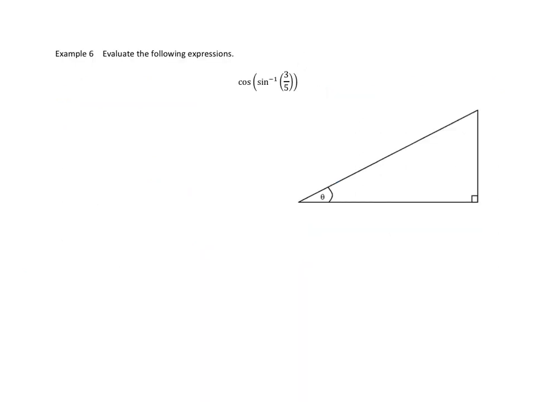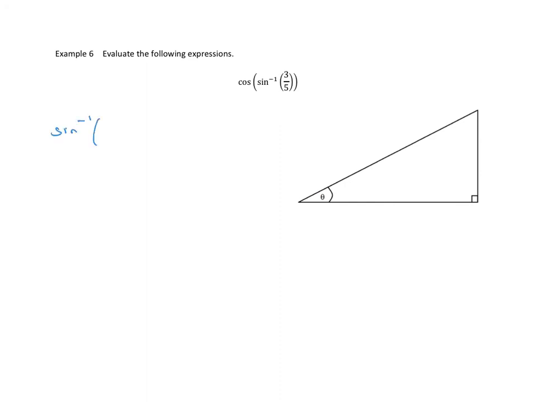In example 6, let's evaluate this expression here. Cosine of sine inverse of 3/5. This is very different than the problems that we've looked at because here I have cosine, but inside I don't have the inverse of cosine, I have the inverse of sine. So how could I simplify this thing? To do so, I'm going to use a right triangle as a guide as opposed to using a unit circle. I'm going to focus on the sine inverse of 3/5 part first.